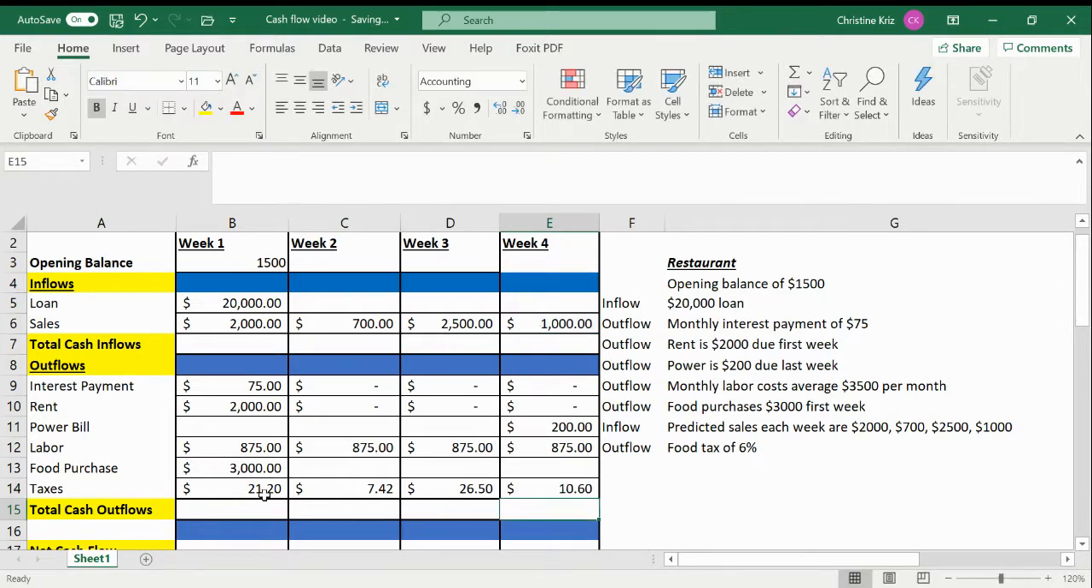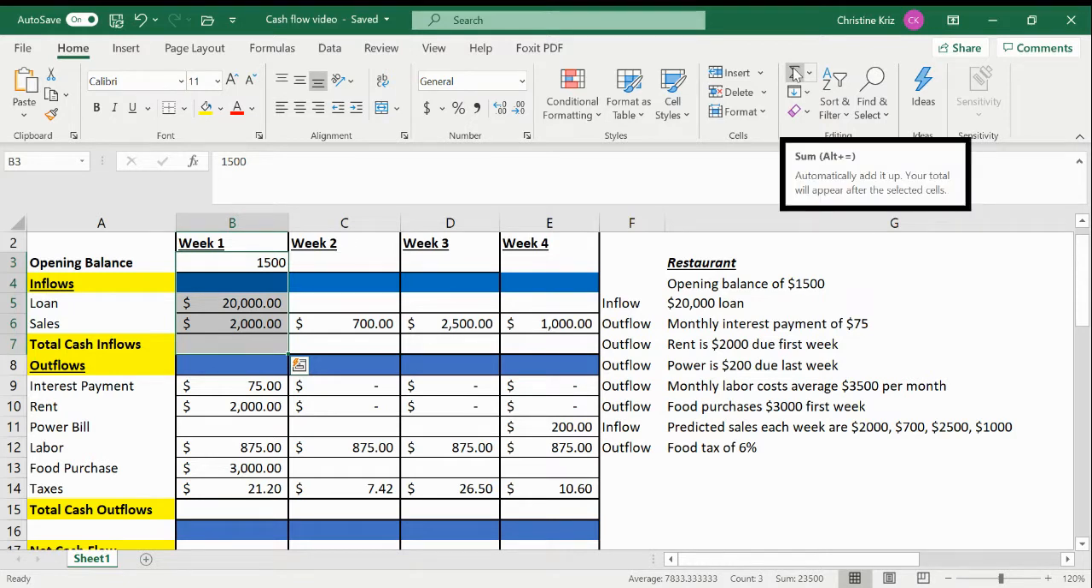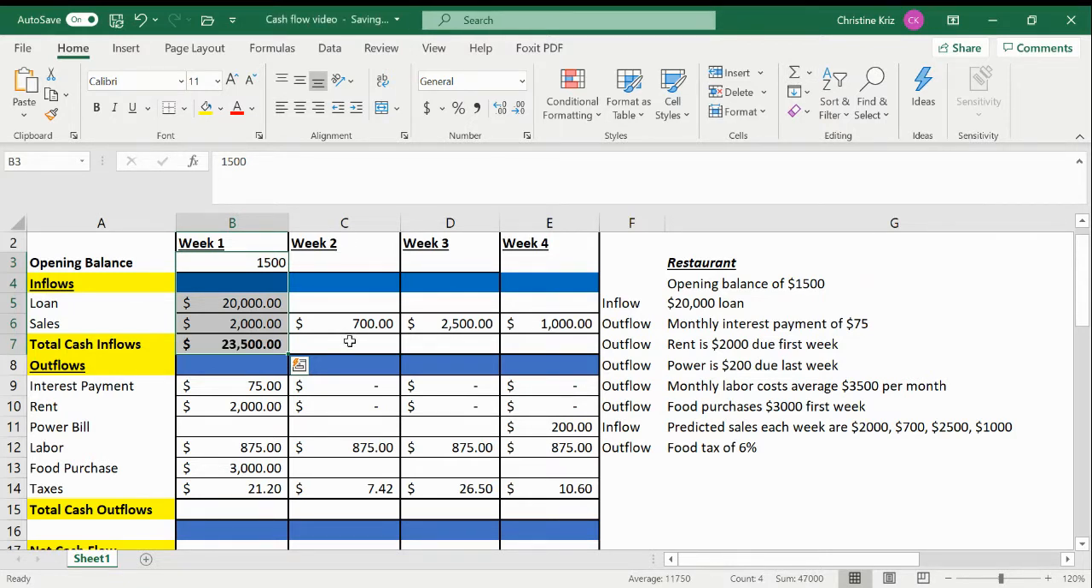All right, so now we have our inflows and our outflows. Okay, so let's look at how we total those. So we have our opening balance, and what we can do is highlight that cell. We're going to hold down our left mouse button, and we're going to drag it down, okay, to make it all gray. We're going to go up here to the Greek symbol for sum. We're going to hit sum.